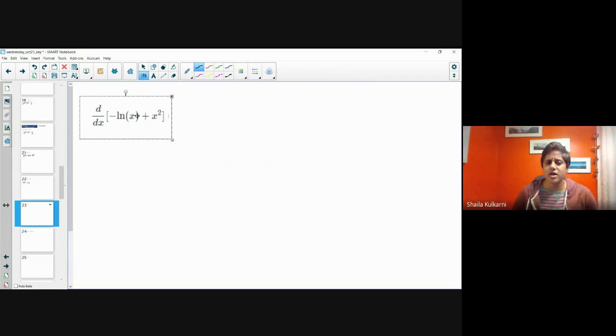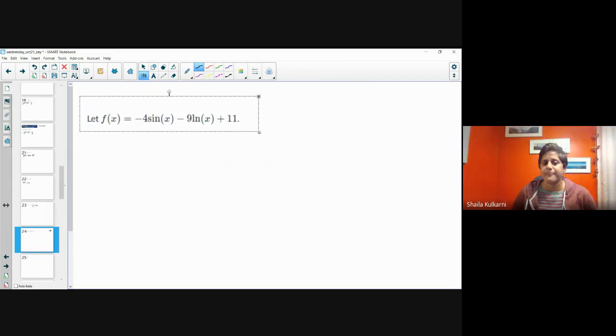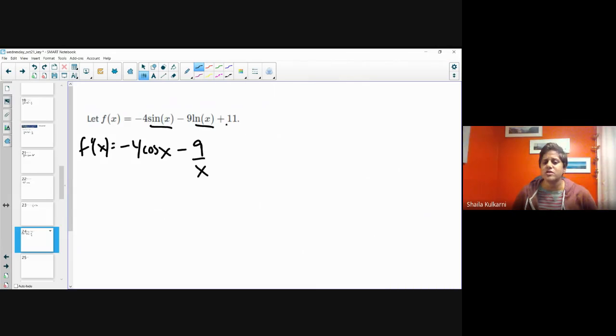Let's go to the next one. What's the derivative of natural log of x? It's 1 over x. What's the derivative of x squared? It's 2x. What's the derivative of sine? Positive cosine x. What's the derivative of natural log of x? 1 over x. We'll just put the x in the denominator. And what's the derivative of 11? It's 0. We don't need to write it.